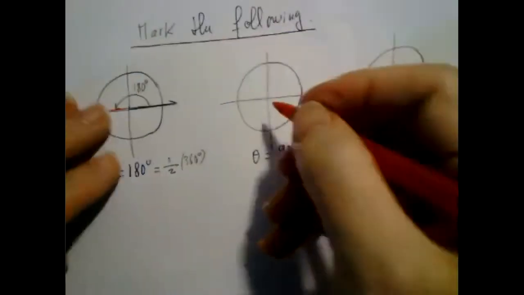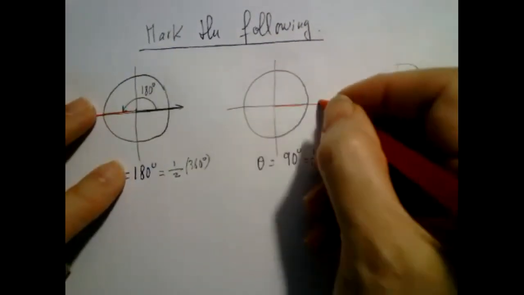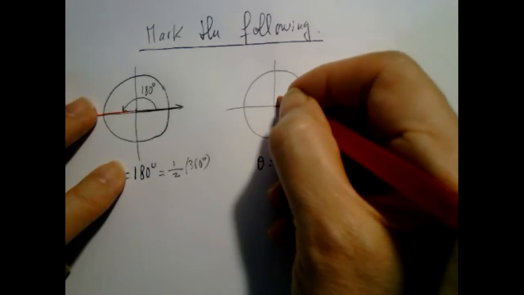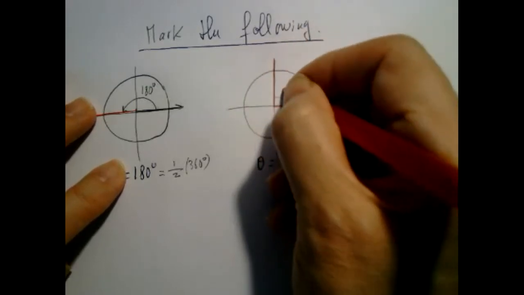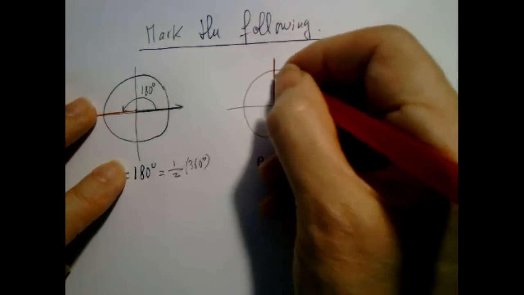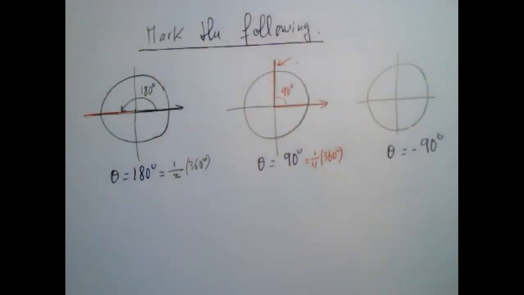360 divided by 4. So again, to mark it, that's the positive x-axis, I need to go 90. So this will be the mark. That's my 90 degrees, and that's my terminal side right there.